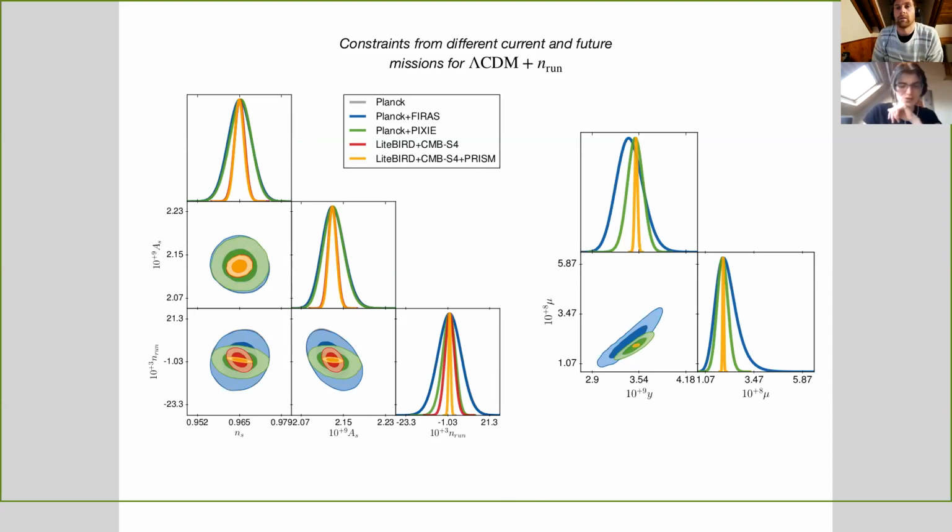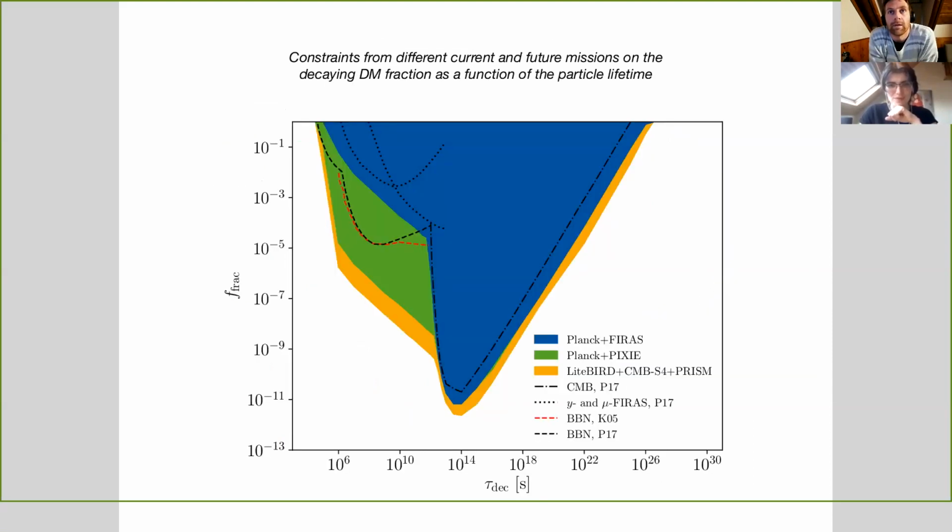So then we can move on to what is basically my favorite plot from the paper. Now we look at the constraints on decaying dark matter. We focus on the fraction of dark matter that has decayed versus the lifetime of the dark matter. Now it's the opposite to before, because the shaded region is our excluded region. The whole blue region is what is excluded with Planck and FIRAS. So this is our current constraints.